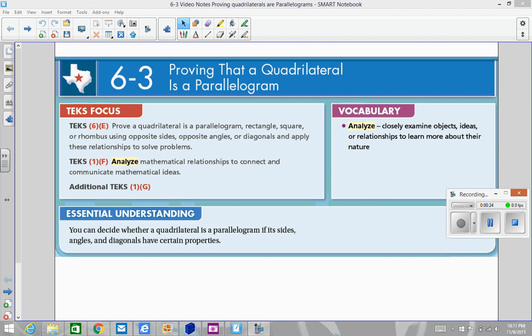So please make sure you take a second to write down that right there, which is the essential question. You can decide whether a quadrilateral is a parallelogram if its sides, angles, and diagonals have certain properties, and that's what we're looking for. Okay?